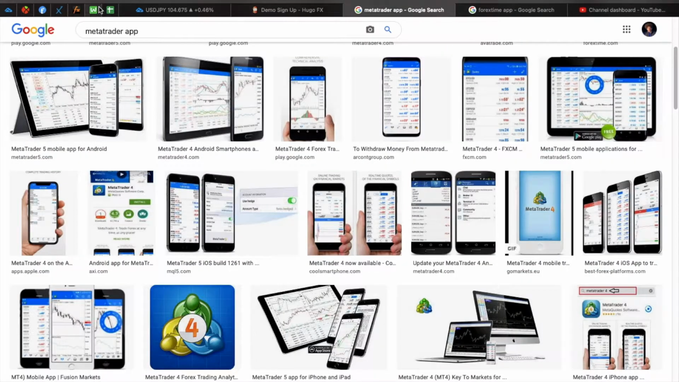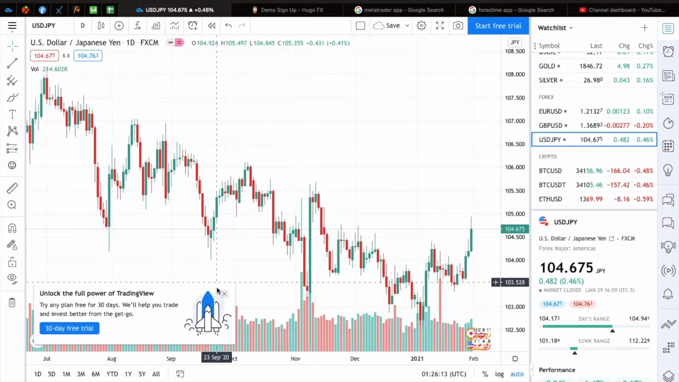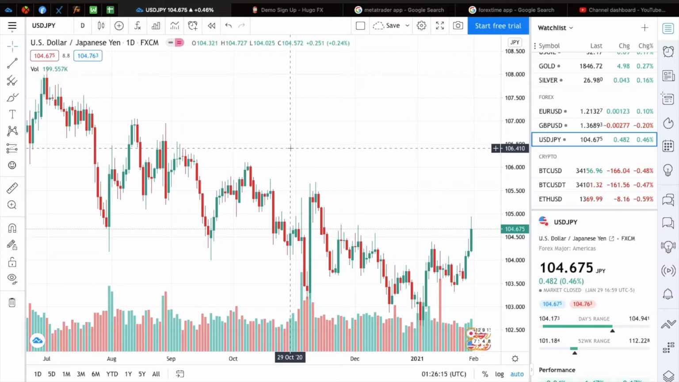So the first app that you would want to download is MetaTrader 4. The next app that you would want to download is called TradingView. For this, you can download it on your phone, and you're going to want to, just in case you don't have your computer, because you're not always going to have your computer with you. But you really want to have a computer to get started in Forex trading in general.